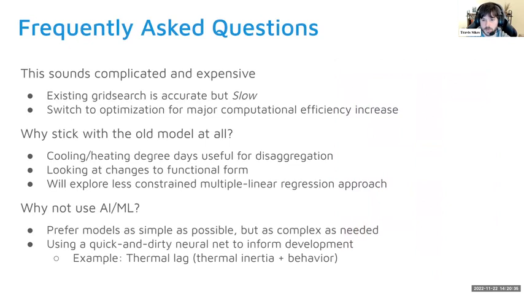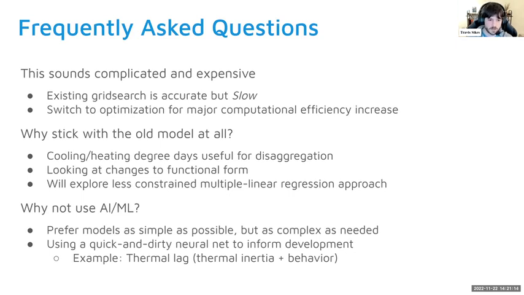Now, there's a whole bunch of questions that I thought people might have, and I went ahead and addressed some of them. Everything that I just discussed sounds a whole lot more complicated than what we're doing. Yes, you're right. How do we make sure that instead of taking the 30 seconds that it takes to fit a model now, it doesn't jump up to taking 3 minutes or 10 minutes, because that's going to make all of this methodology a complete waste of time? Well, instead of doing this exhaustive grid search, we can switch to a global optimization scheme, and we will find that we get major computational efficiency increases.